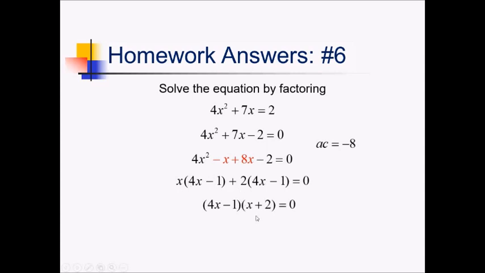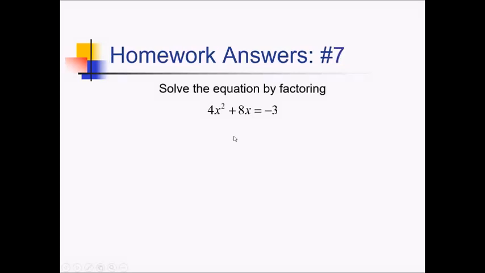And now setting each of these parentheses equal to 0 and solving, for this first one, 4x minus 1, I would have to add 1 and then divide by 4 to solve that equation. So that would be a value of 1/4 that zeroes out this first parentheses. For the second parentheses, I would just have to subtract 2, so then x equals negative 2 for that second solution.